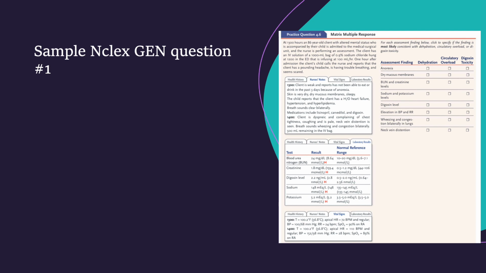The patient medications are lisinopril, carvedilol, and digoxin. At 2 o'clock, the client is dyspneic, meaning short of breath, and complaining of chest tightness. She is coughing and she is pale. She has neck vein distension. Breath sounds are wheezing and they can hear congestion bilaterally. There is only 500 ml of fluid remaining in the IV bag.